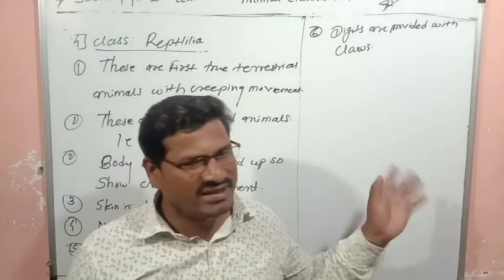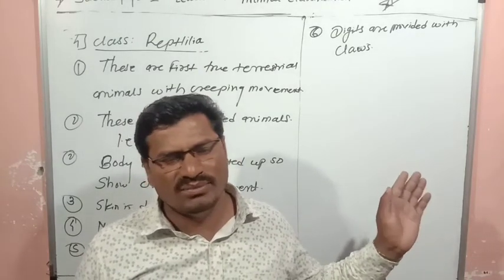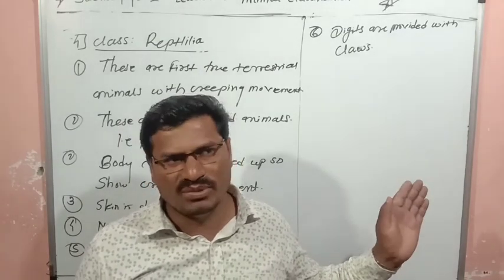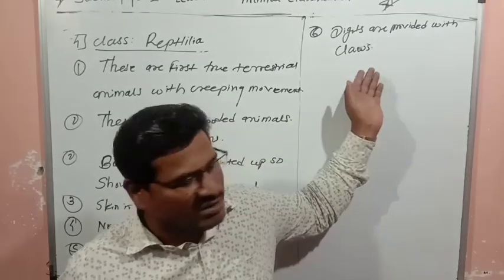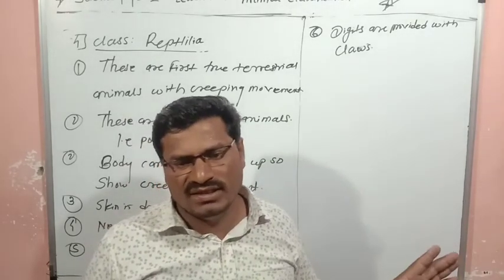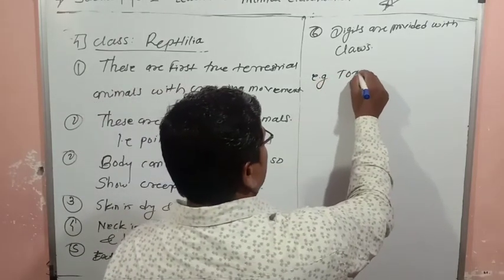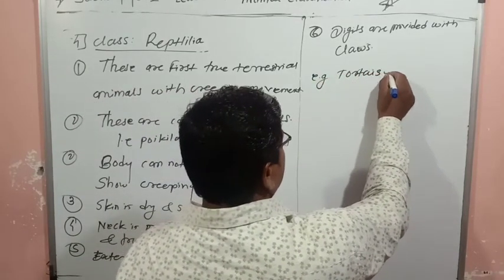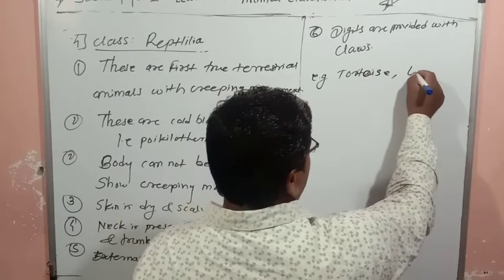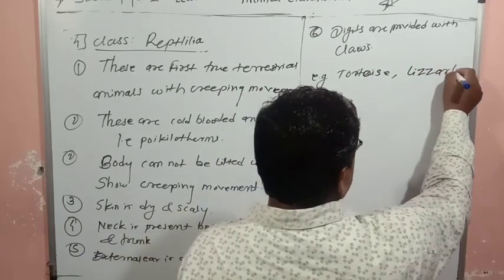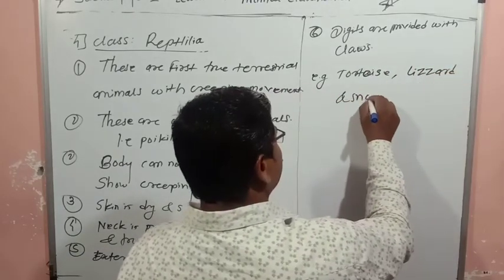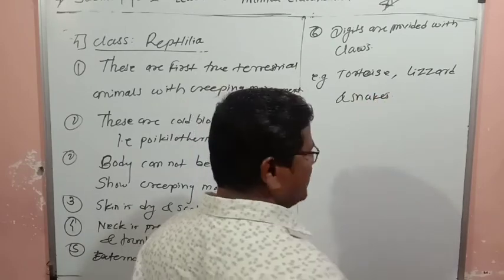Another thing is the examples. Which are the examples of these animals? Tortoise, lizard, and snakes. These are the examples.